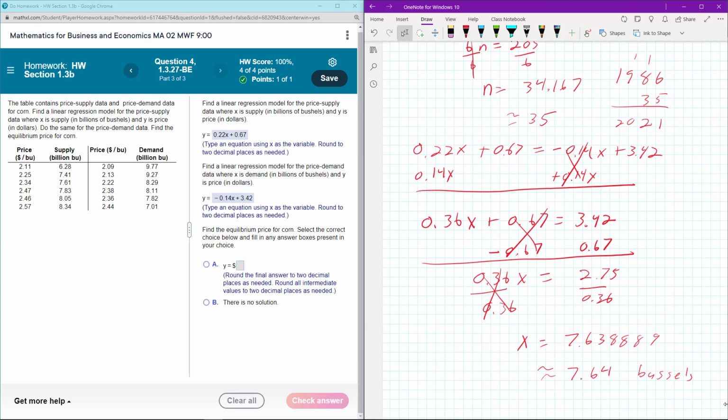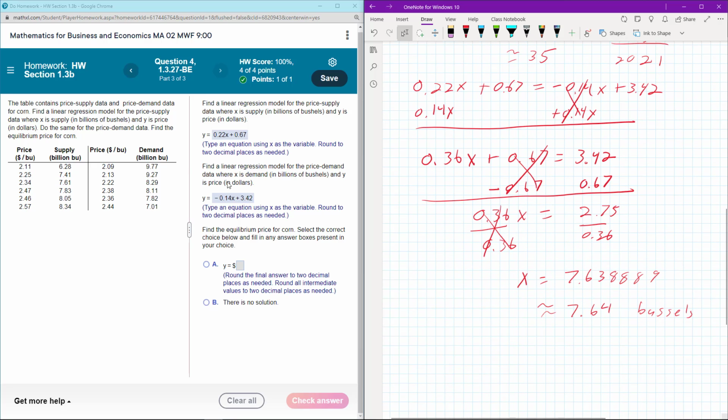So now I need to figure out the price. And I should be able to use either of these two equations to do that. So let's go ahead and use the first one. If you do, I will have y is equal to 0.22 times x, which is now 7.64, plus 0.67. Okay, and what do I get when I do that? Let's find out. And that gives me 2.3508. And we went around the two decimal places, so this will be basically $2.35.